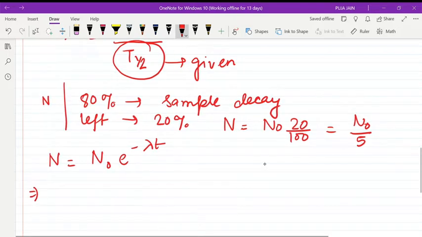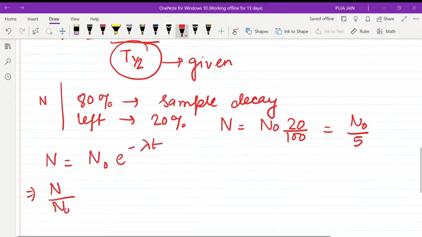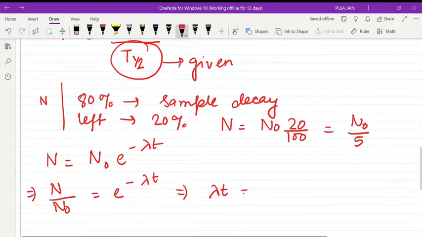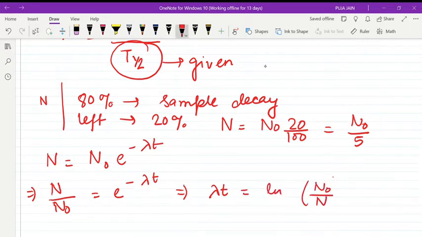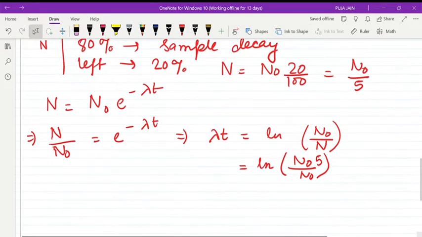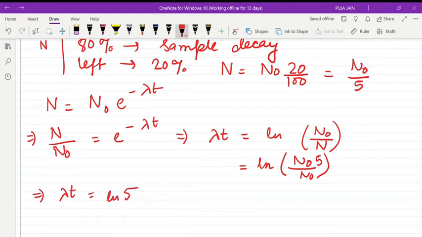Now N by N0 equals e to the power minus lambda t. So lambda t is equal to what? ln N0 by N. I hope you understood the calculation. Now N0 by N is what? It is 5. So we are getting lambda t equals ln 5. So t equals 1 by lambda ln 5.